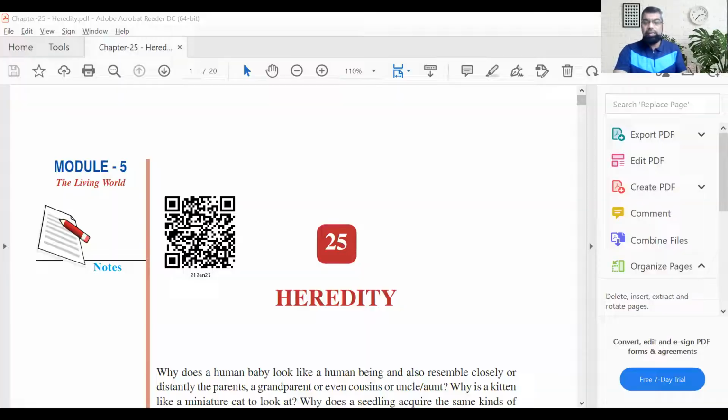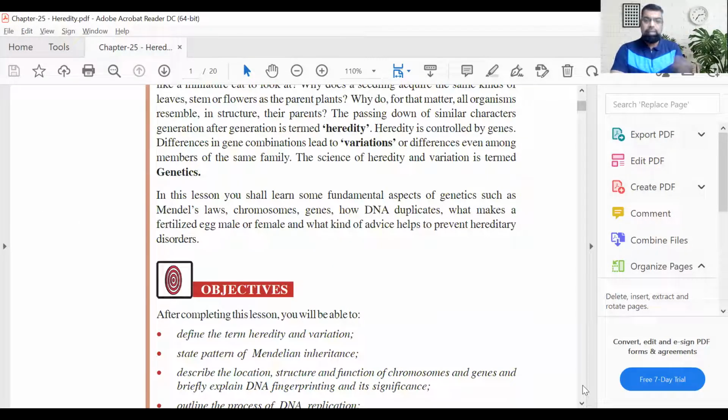So what I'll be doing is I'll be sharing my screen, teaching you what the chapter is about, and then taking you through the notes as well as my presentation. In the next 15 to 20 minutes, we will cover almost half of the chapter of heredity, chapter 25, in the living world module, and then we will do the second part in the rest of the other chapter.